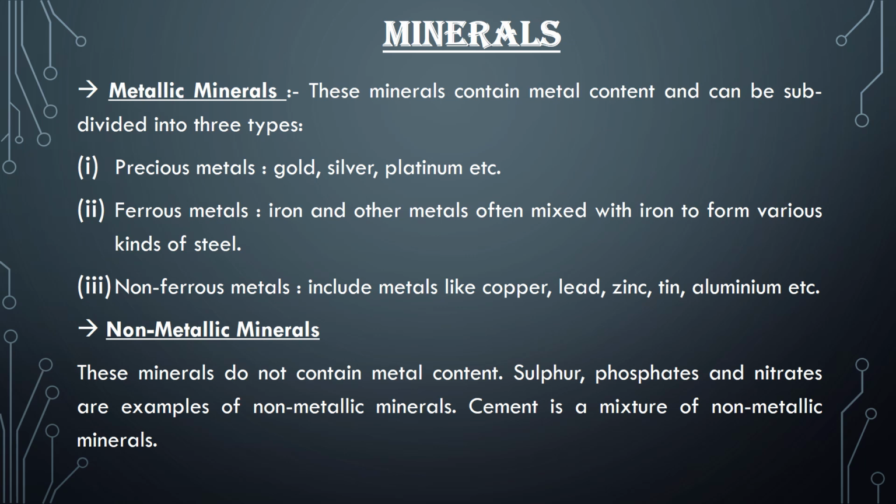Non-metallic minerals do not contain metal content. Sulfur, phosphates, and nitrates are examples of non-metallic minerals. Cement is a mixture of non-metallic minerals. Thus, a mineral is a naturally occurring organic and inorganic substance, having an orderly atomic structure and a definite chemical composition and physical properties. A mineral is composed of 2 or more elements, but sometimes single element minerals like sulfur, copper, silver, gold, graphite, etc. are found.